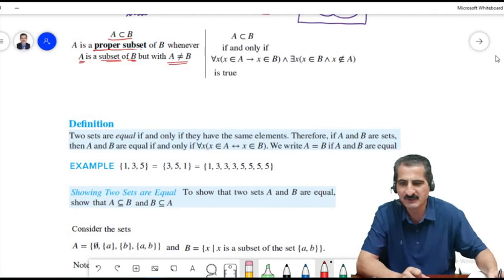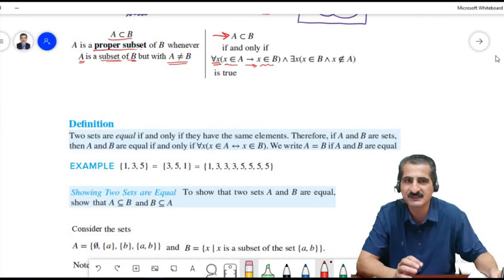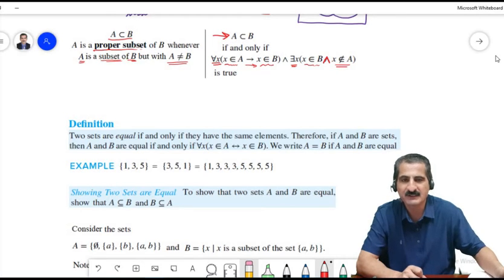If we want to write it using quantifiers, A is contained in B if and only if for every x, if x is in A, then x is in B. That means A is a subset of B, but we want to add some other part which indicates that it is a proper subset. And then we say there exists x which is an element of B, and it is not an element of A.